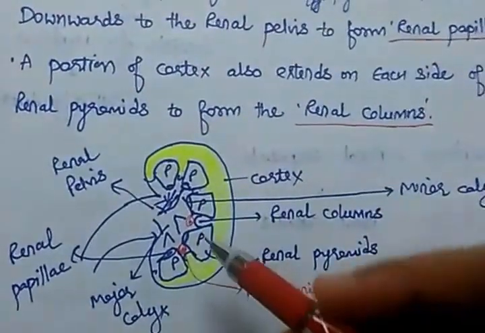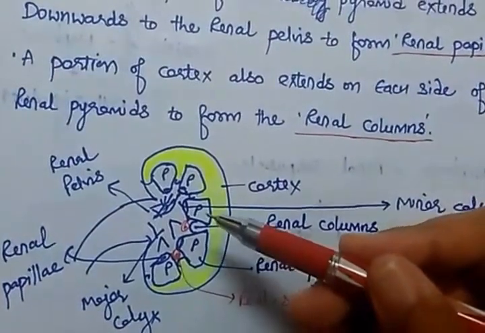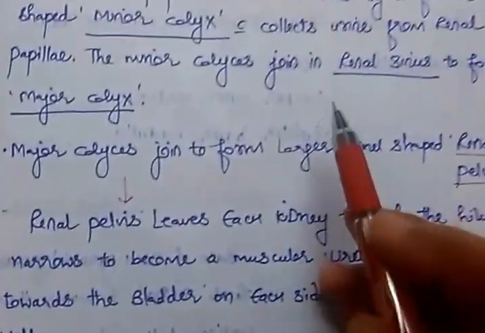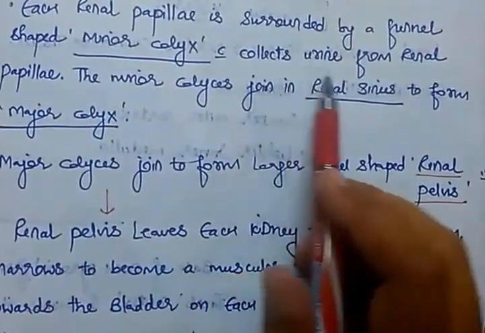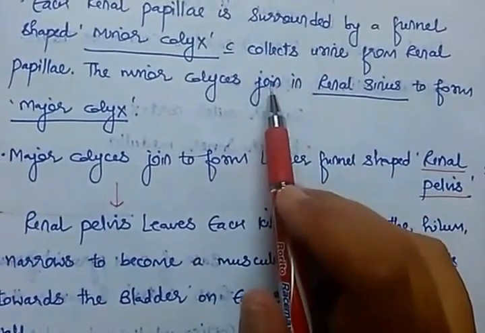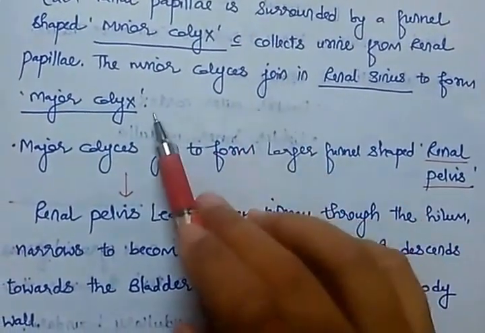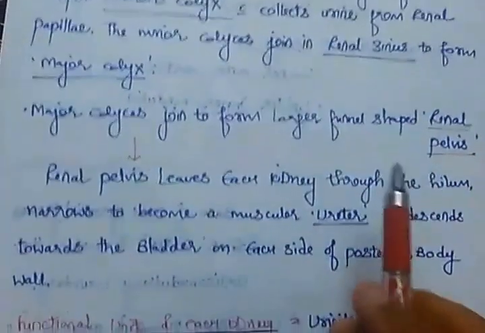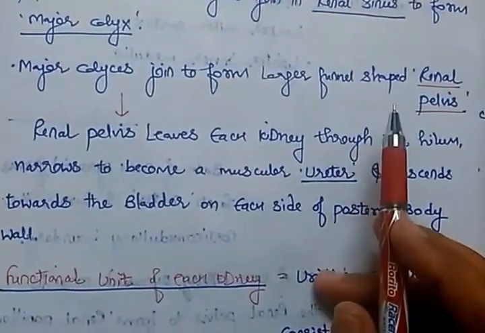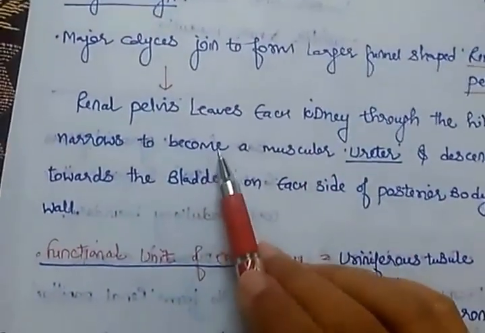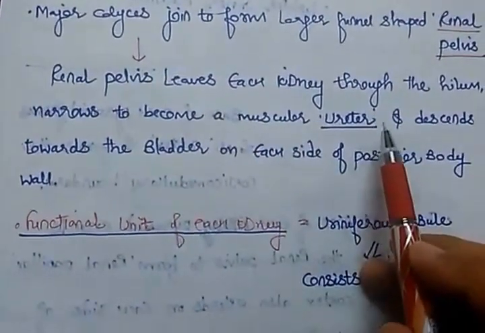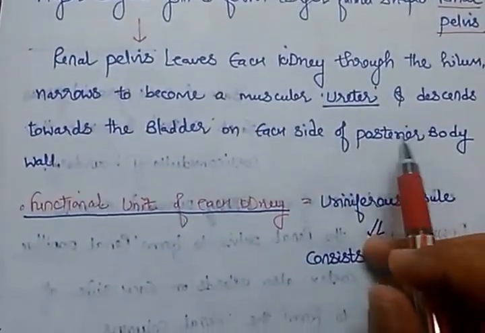Okay, and after that, each renal papilla is surrounded by a funnel shaped minor calyx which collects the urine from the renal papilla. The minor calyx is joined to form the major calyx at the renal sinus. The major calyx is joined to form the larger funnel shaped renal pelvis, and this renal pelvis leaves each kidney through hilum and narrows to become a muscular ureter and then descends towards bladder on each side of posterior body wall.